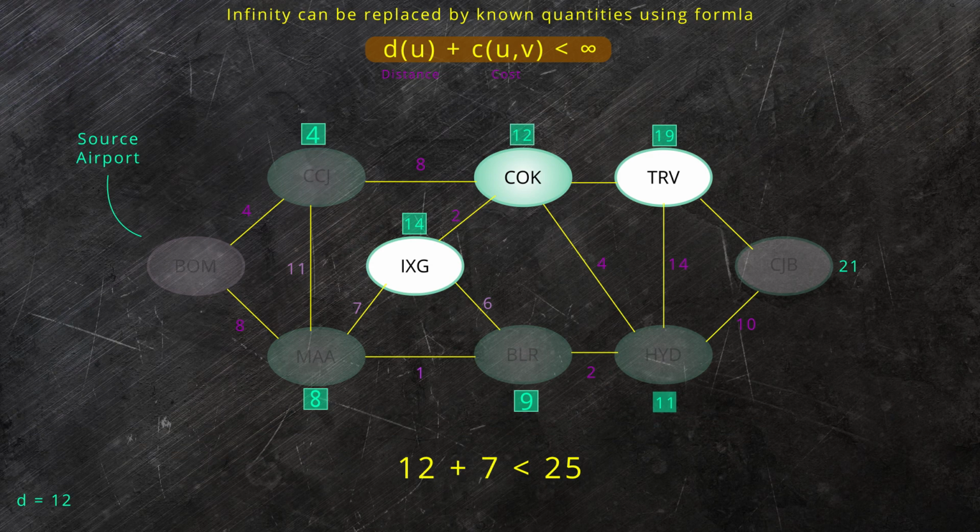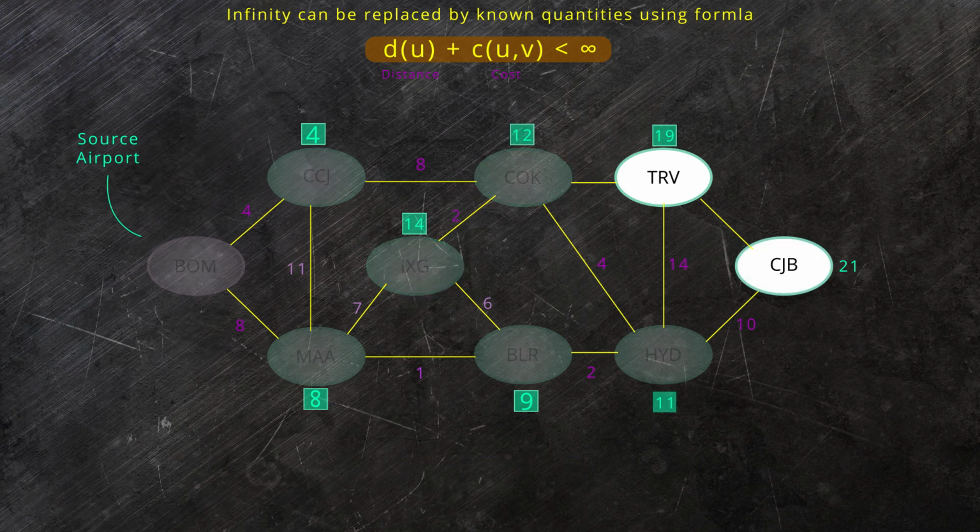Which is the minimum out here? It is 14. But there are no routes from IXG where you have an unselected airport. So you will not be able to move from IXG to any other airport. So that will be neglected. And let us see for the next one. That 14 is also selected. So out of this 19 and 21, TRB will be the residual source. Now from 19 plus 9, that is cost of operation from TRB to CJB is 9 and distance of TRB is 19. So 19 plus 9 is 28. That is greater than the value for CJB. So that will not be updated.